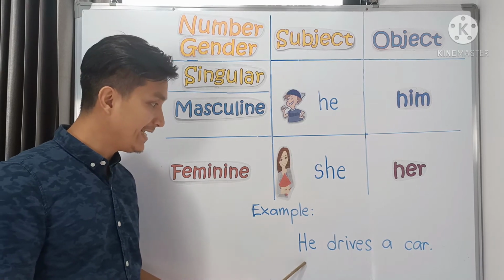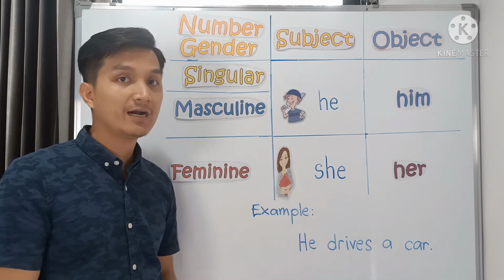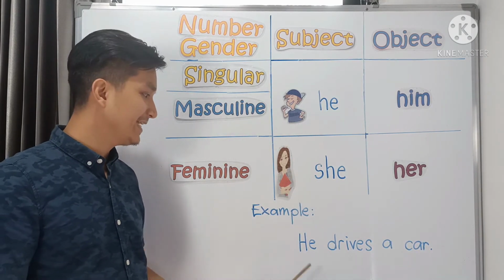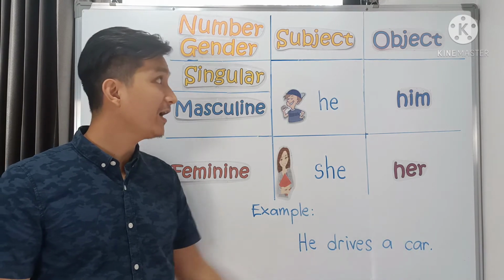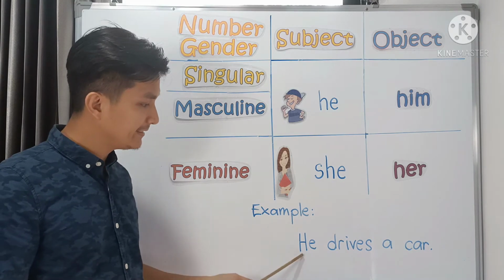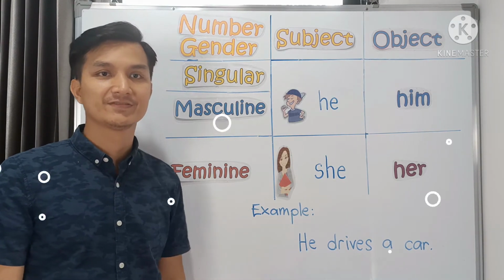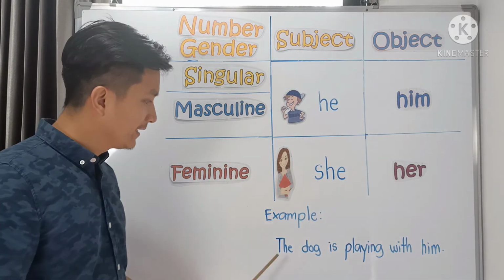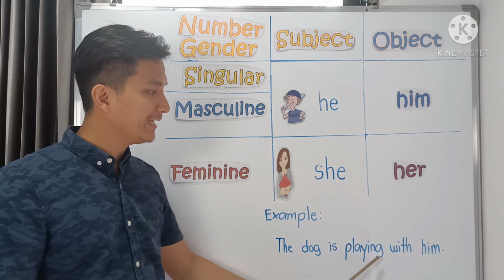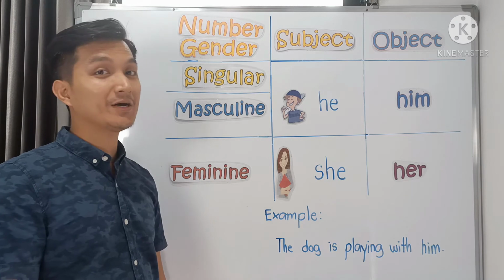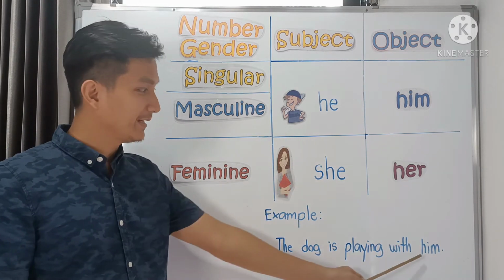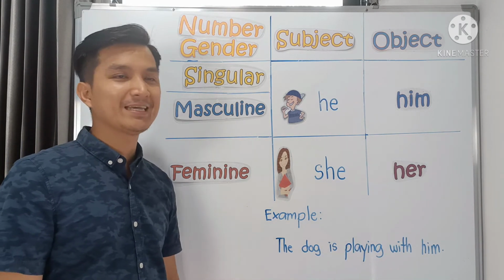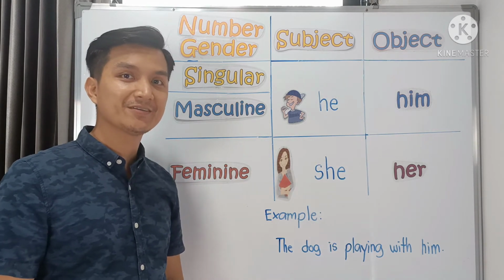Example number one is, he drives a car. We are talking about he, the masculine, the boy, right? He drives a car. The pronoun we use is he. Now let's go to the objective pronoun. Let's use the word him. The dog is playing with him. So we are talking about a boy, correct? We use the word him. The dog is playing with him. Him is the objective pronoun.